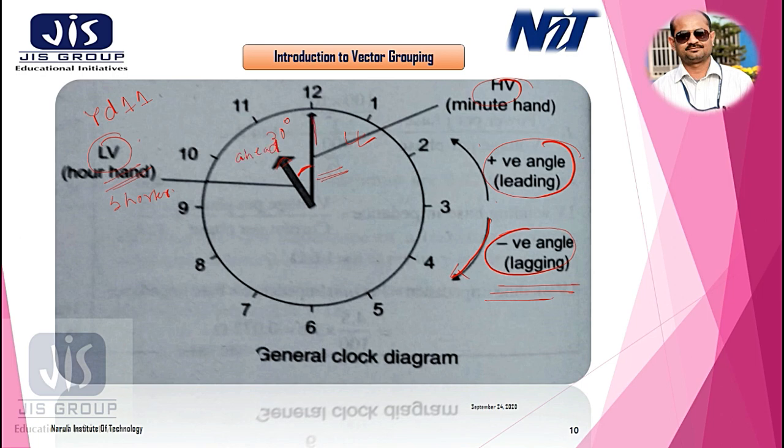of the 12 o'clock position, and this 12 o'clock position is known as the 0 position. Okay, so this is the simplest way I am trying to make the vector grouping clear to you. This is the easiest way I am explaining.